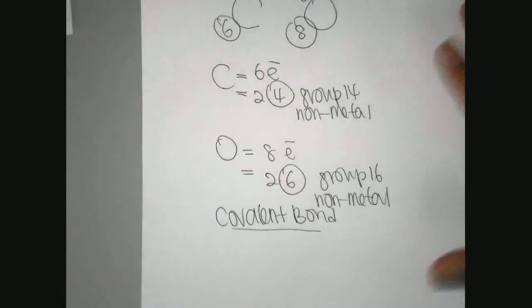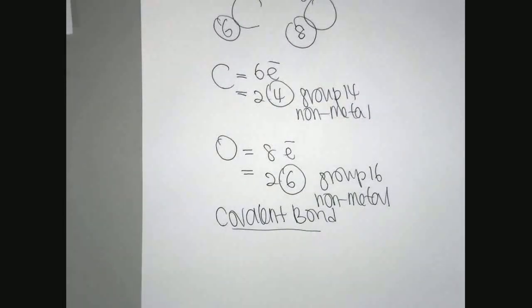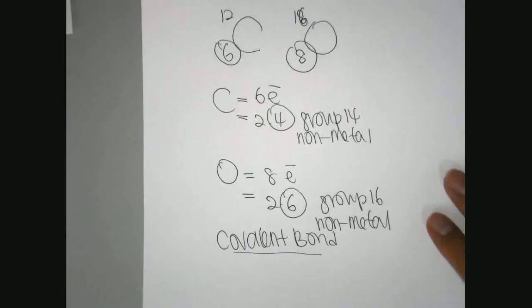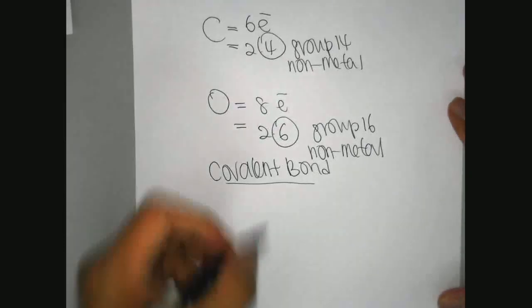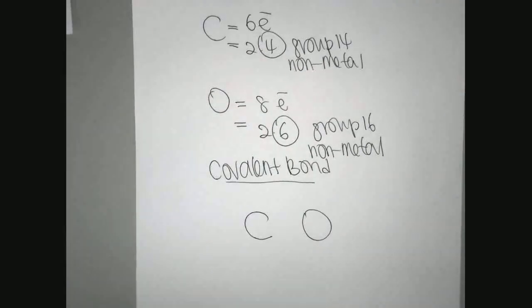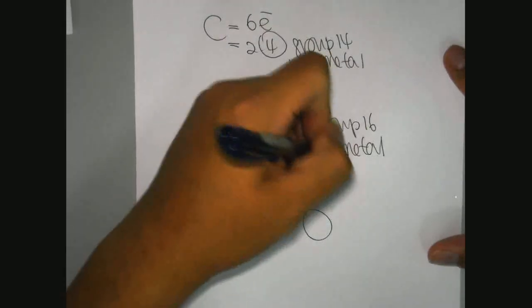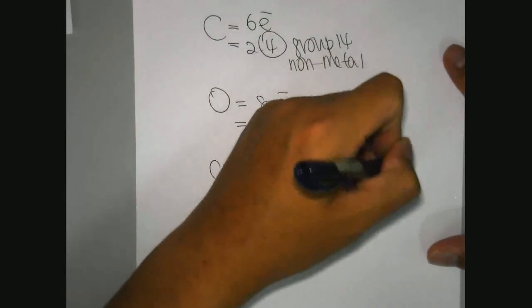After the bond forms between carbon and oxygen, we must be able to predict their formula. So this is carbon and this is the oxygen. Do remember, for a covalent bond, when we want to predict the formula, we do not need to know the charge.